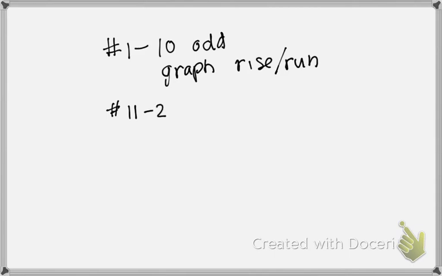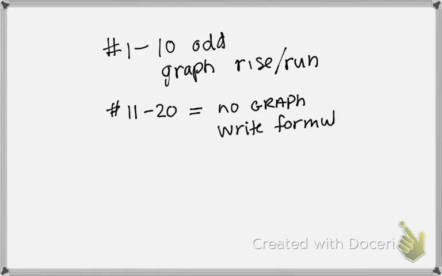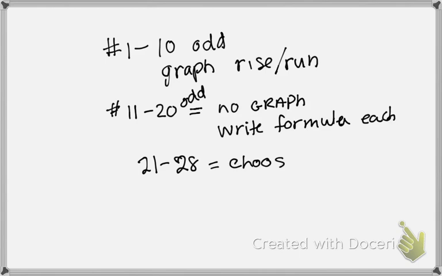Number 11 through 20, you must use no graphing. You must write the formula for each problem. Odd. It's the odds. Okay? And then from 21 through 28, you get to choose your method. Those are the vertical and horizontals. You can either graph it and rise over run it, or you can use the formula. Okay? All right, that's your homework, and it's on page 321.